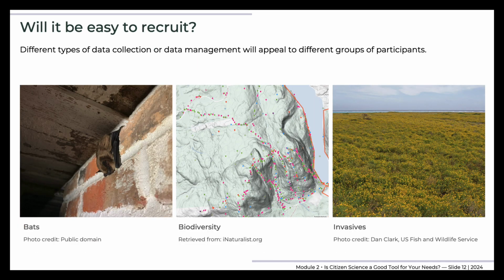Will it be easy to recruit? Different types of data collection or data management will appeal to different groups of participants. For example, charismatic species such as wolves, bears, and large birds tend to receive more public interest than other species, including most plants. Similarly, study sites near tourist destinations and college campuses tend to receive more attention than do those in urban and industrial areas.